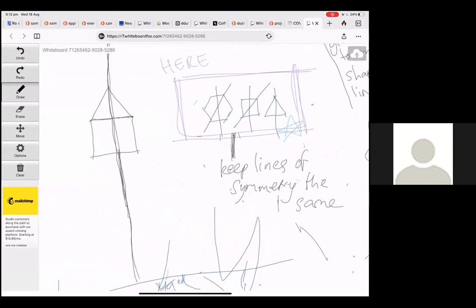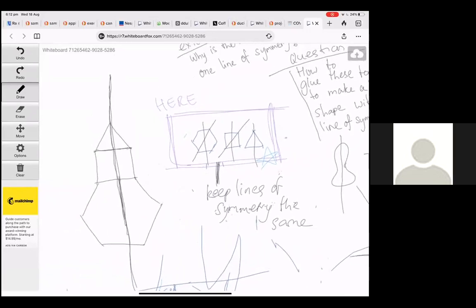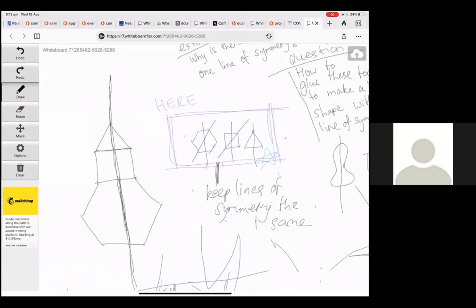Okay, yeah, I think you're right. So we can do this now, because then all the lines of symmetry are shared. So this is a success. For the triangle, we used this line of symmetry. For the square, we used this line of symmetry. And for the hexagon, we used this line of symmetry. So this is one way and it works.